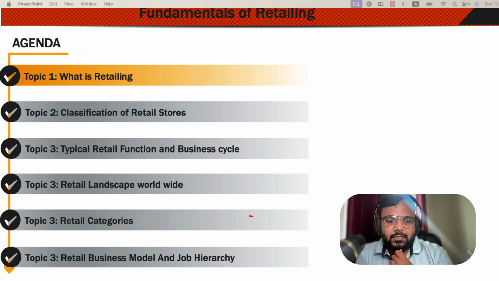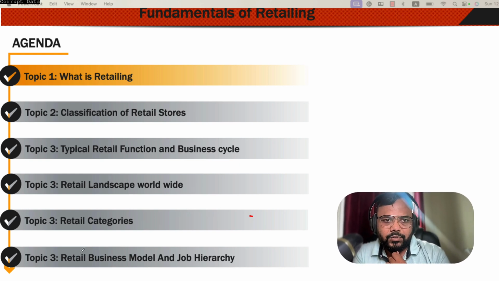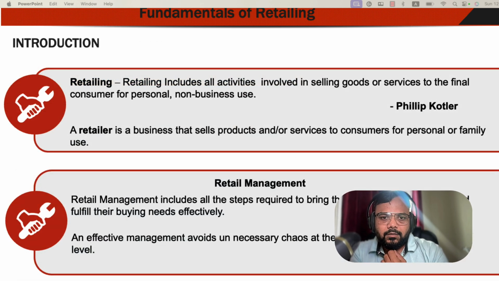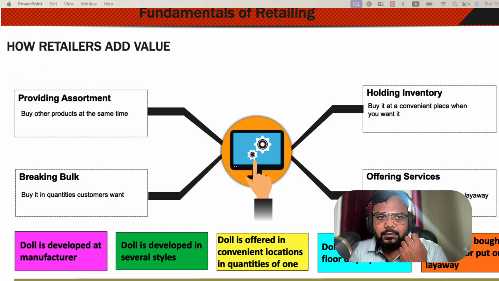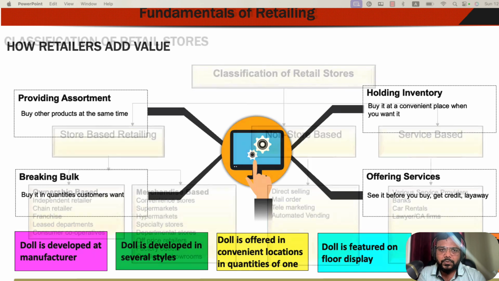So in the previous training, we went through retailing and the definition of retailing. We talked about different types of retailers and how they add value to the retail chain. A simple example we gave was starting from manufacturing to selling the doll in the retail store, and how the retailers add value and finally sell it to the end customer.